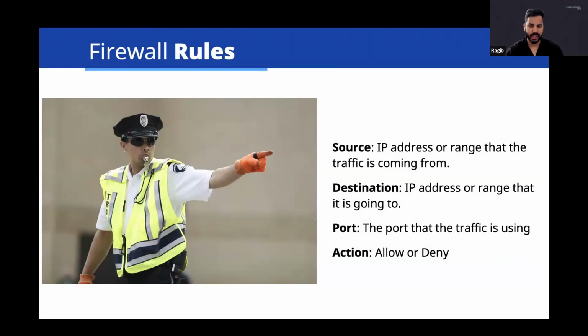For example, port 80 is for HTTP, and port 443 is for HTTPS. Actions determine what happens to the traffic. Usually it's either allow or deny. If you remember our router example that we showed in class, it had similar firewall settings, where you would put the source, destination, port, and so on.